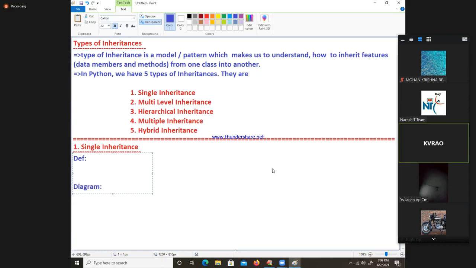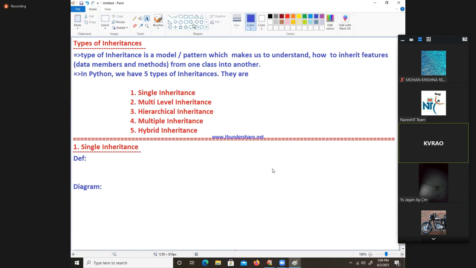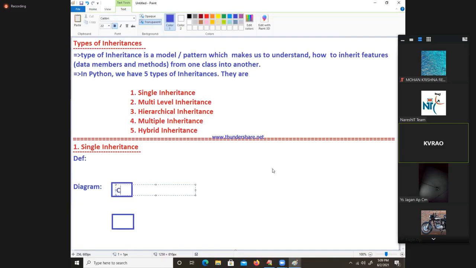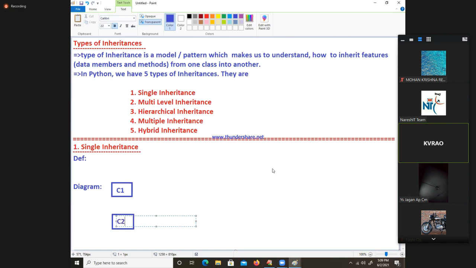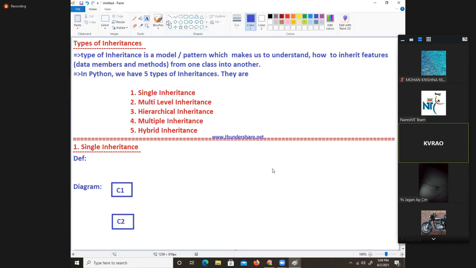So look at the diagram and definition. Very, very simple. So this is a pattern or model we said. This is one class, and this is another class. This is called C1, dear student, and this is called C2. C2 is a class. The C1 class is giving the features to C2. I am just drawing one arrow only to make you understand.